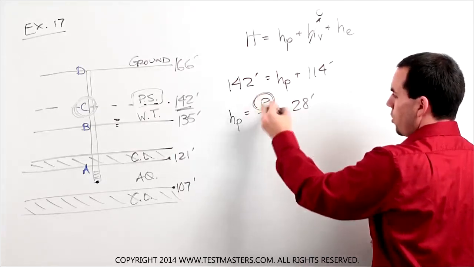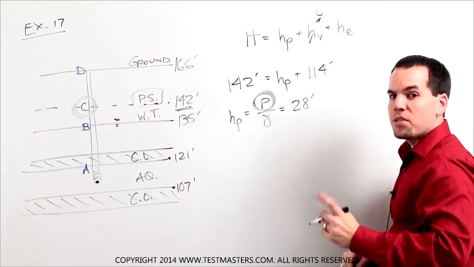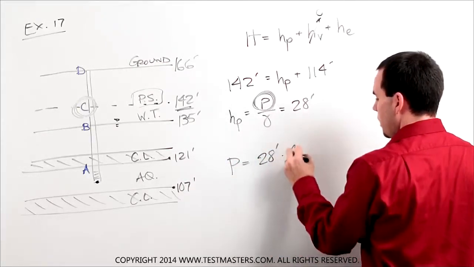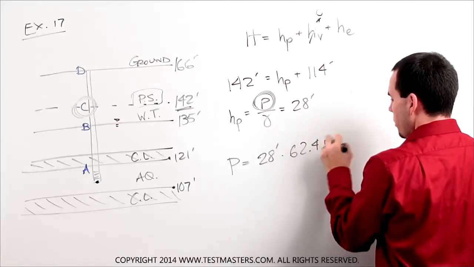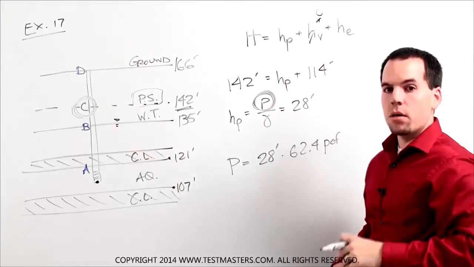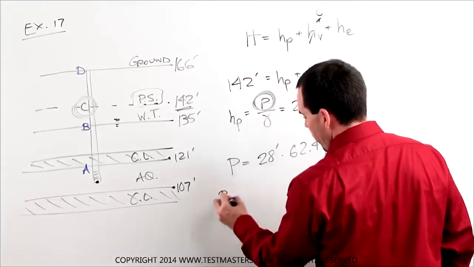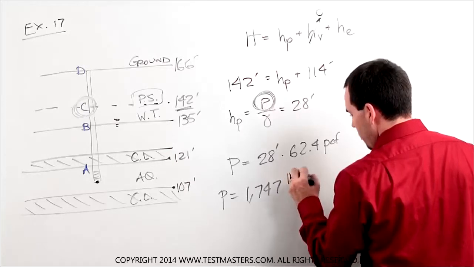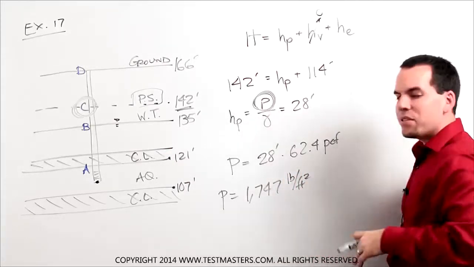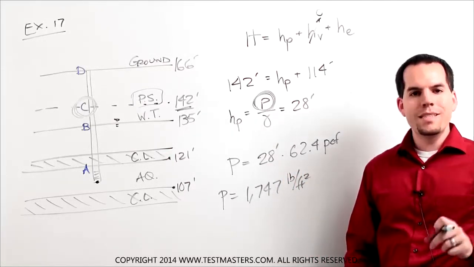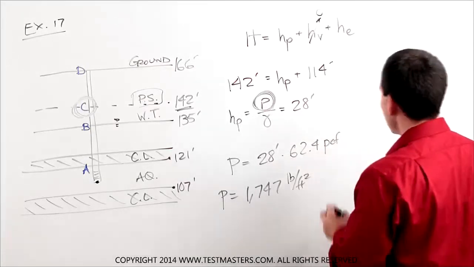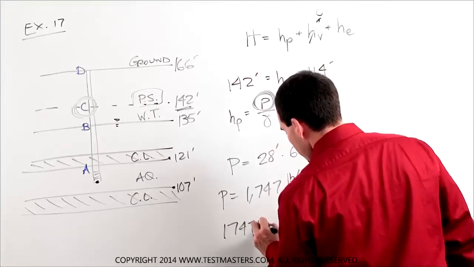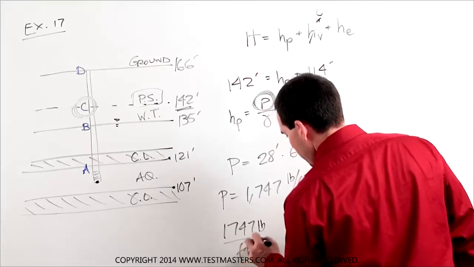So if I'm ultimately after this pressure, I want to solve for it. So my pressure is 28 feet times 62.4 pounds per cubic foot, that's the unit weight of water. So now I'd come up with my pressure as 1,747 pounds per foot squared, or PSF. But the question asks, what is it in PSI? So I want 1,747, which is in pounds per foot squared.